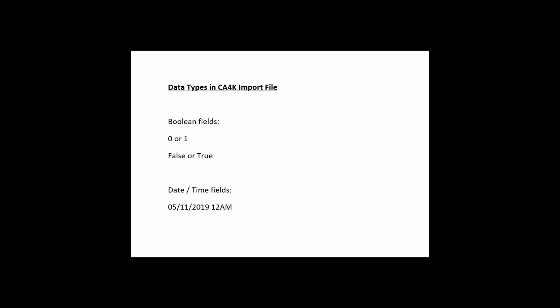Next, displaying on the screen are a few common data types. The most common data type is a Boolean type. This is either a 0 or a 1, and can also be true or false. Next is a sample of a date-time field.